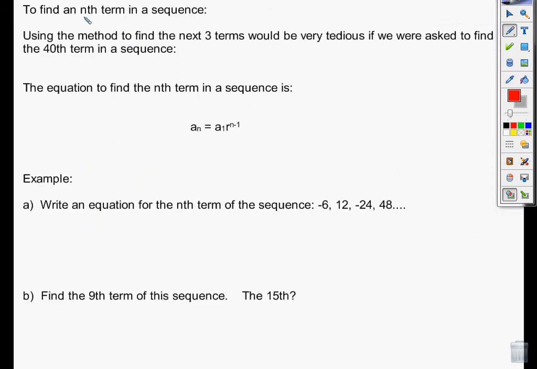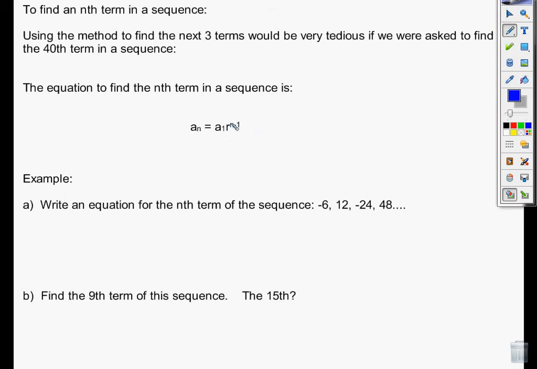All right. Now, finding the nth term in a sequence. Nth term just means some term, they haven't given us the number. This n could be 5, 10, 50, 700, whatever. Well, finding the next 3 terms is easy. You just multiply by whatever 3 times. But if we wanted to find the 40th term in a sequence, you'd have to multiply by whatever number was the difference. Like let's say you're multiplying by 3 each time, but you'd have to do that 40 times, possibly. That's ridiculous.